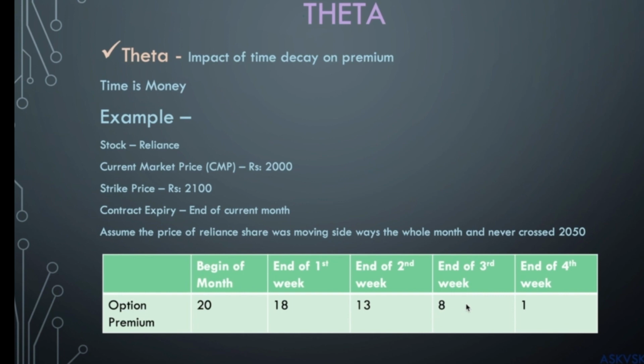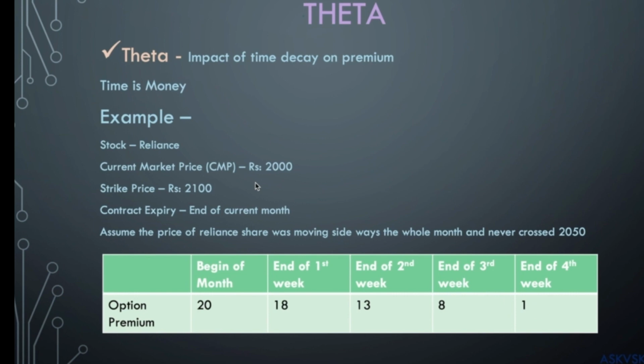Say we entered the last week, and there are just a couple of days left, and the stock is still trading below 2050. There would be a drastic fall in the option premium, and it would probably be lingering around rupees 1 or 2 in the last few days before the expiry, because the probability of the stock crossing 2100 is very, very little, and hence the option premium also drops.